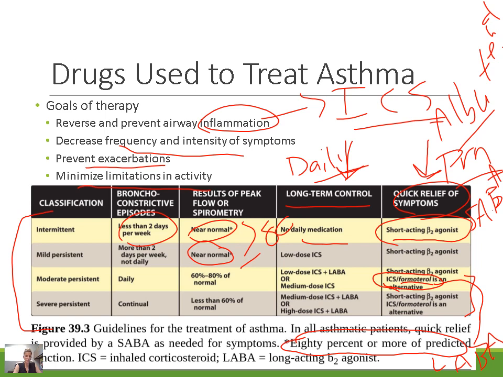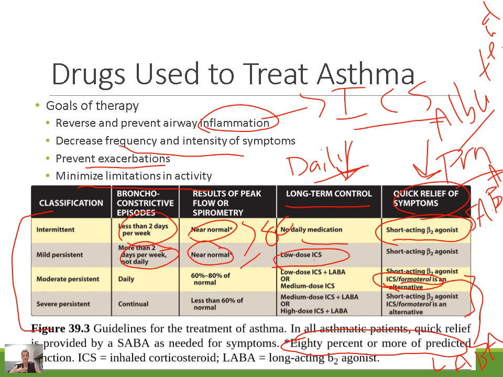Patients with mild persistent asthma still have the same lung function, but they're having more episodes. So they're having bronchoconstrictive episodes more than 2 days per week, but not daily. If they're having them daily, that is moderate persistent. Patients who have mild persistent asthma who are having episodes that frequently really do need to be on long-term controller medication. So those patients would be on a low dose of inhaled corticosteroids.